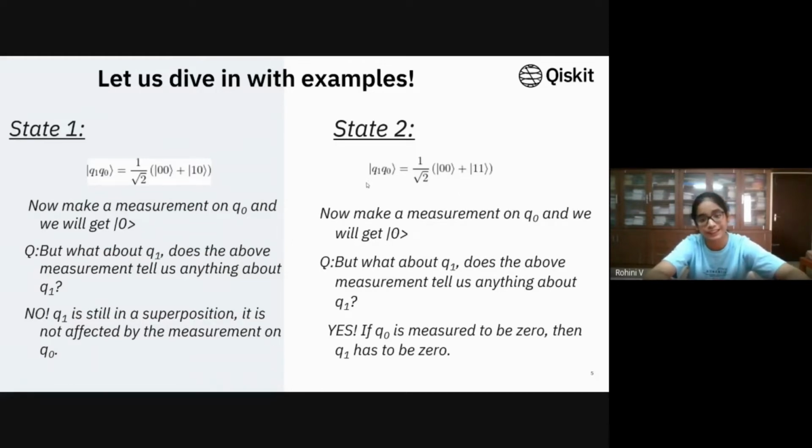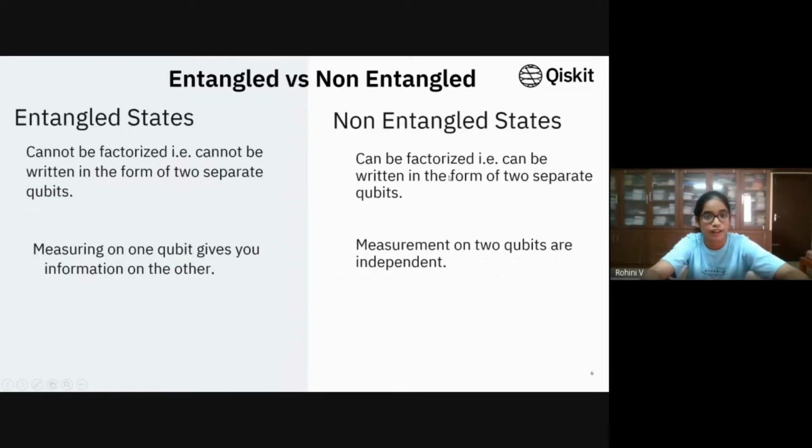Now, does this measurement say anything about Q1? Obviously, as Q0 is in the 0 state, Q1 also has to be in the 0 state, because with the given information, as this is in the 0 state, Q1 also has to be in the 0 state. So yes, if Q0 is measured to be 0, then Q1 has to be 0. We are eliminating this state just by the measurement of Q0 as we get 0. Okay, so moving on. This is the summary of the last 2 slides.